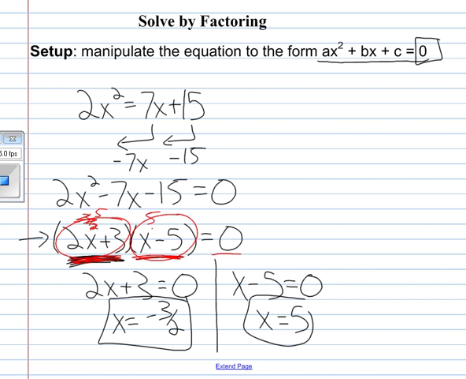That's actually called the zero product property. If any one of the factors equals 0, the whole equation will equal 0. So that's what we're applying here. All right, let's look at another one.